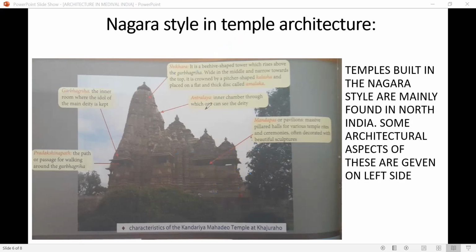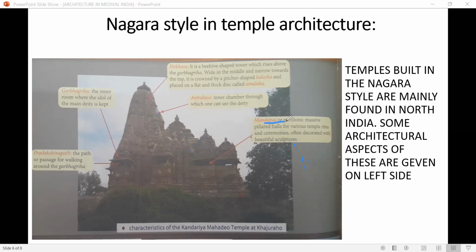Let's discuss the Antralaya now. It is the inner chamber through which one can see the deity. Over here, there is a very small hole-type structure, which is known as Antralaya, from which light also comes from the upper side. In some temples, like the ISKCON temple, from inside it looks like this. Here the Antralaya is there, from which the light comes, and the sculptures, arts and literature are placed. It looks very beautiful. You may also visit.